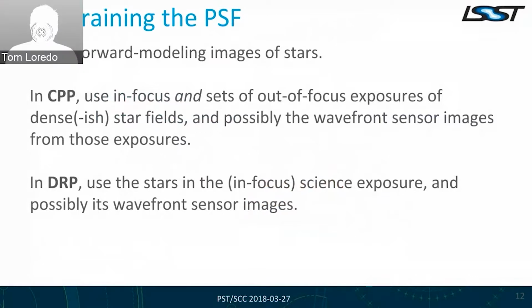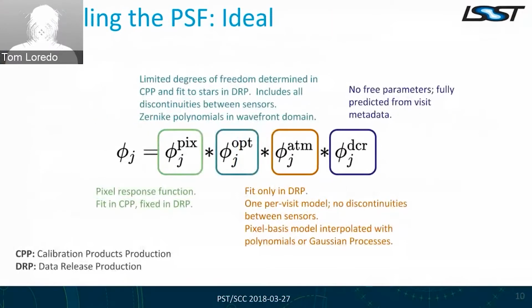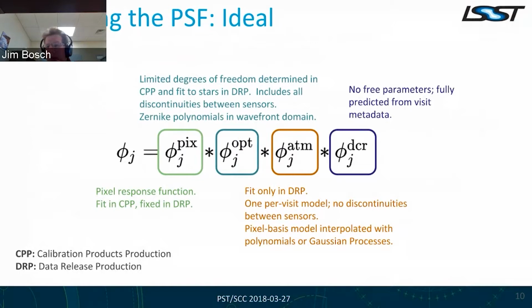It was just back on the previous slide or 2 slides ago. I was just wondering, what is the metadata that gets used to figure out the DCR corrections? It's basically the pointing of the telescope and the air mass.